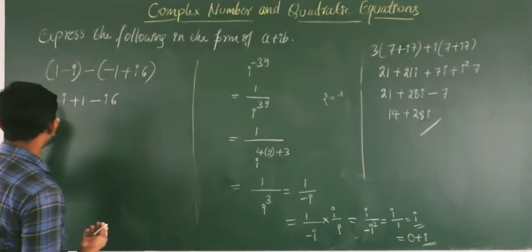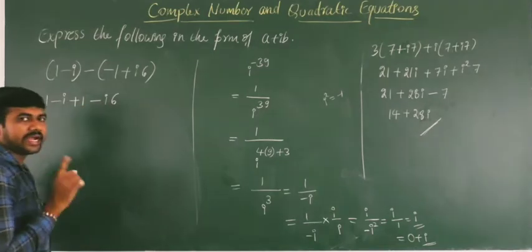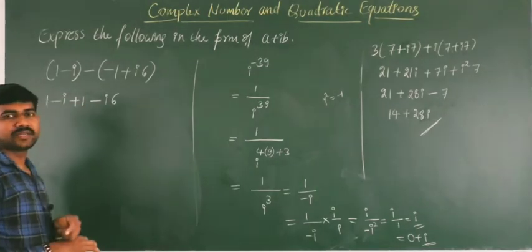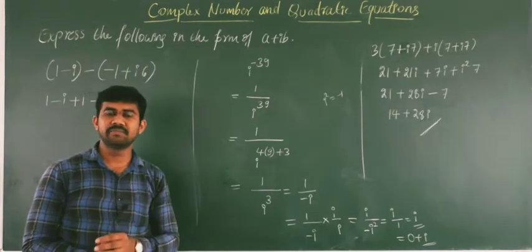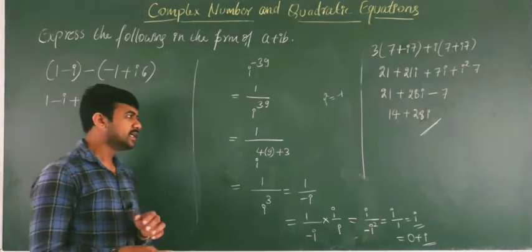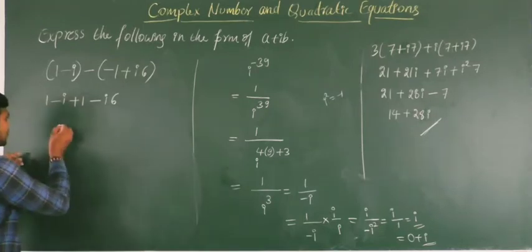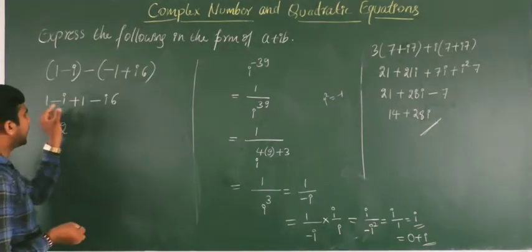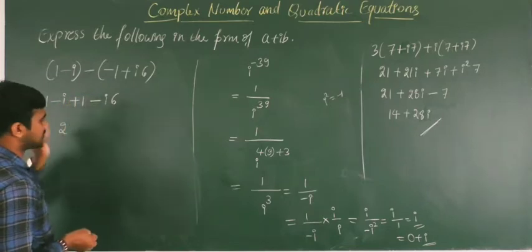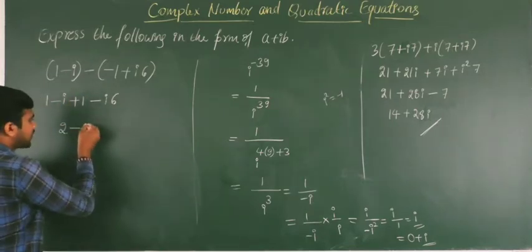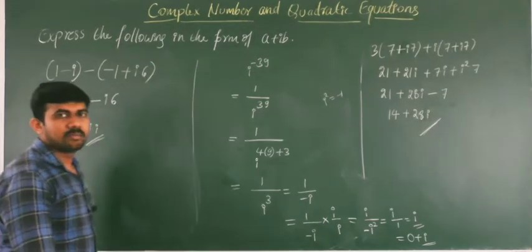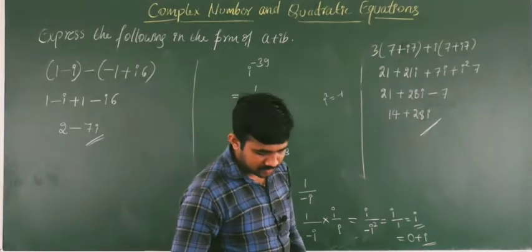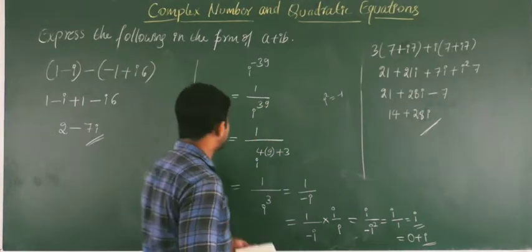Now see, add the real parts together and add the imaginary parts together. When adding two complex numbers, we should know this. So 1 plus 1 is nothing but 2, and minus i minus 6i, both are negative, so we can add them. Minus i minus 6i is nothing but minus 7i. Like this. We'll see the next question.